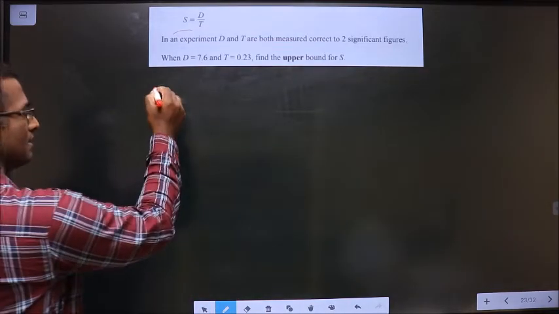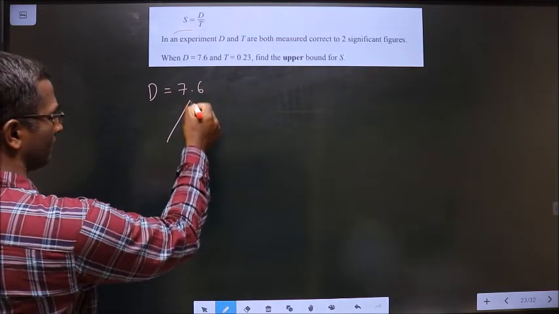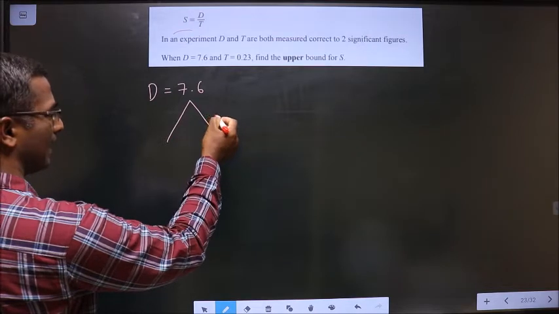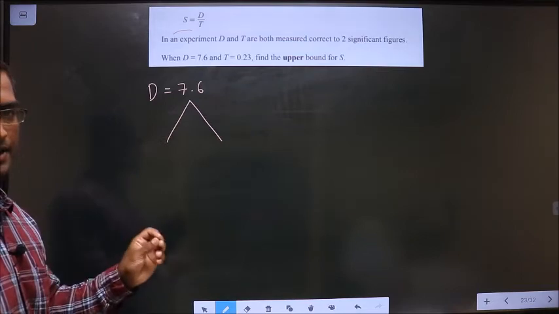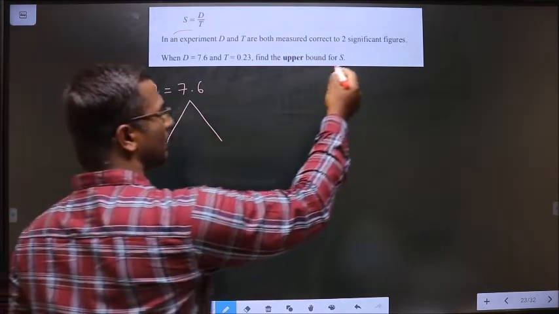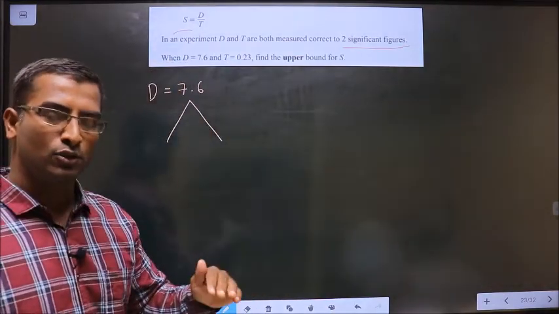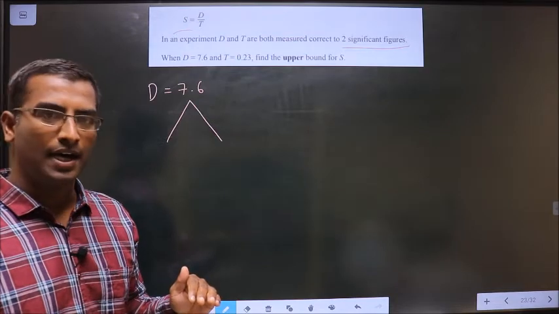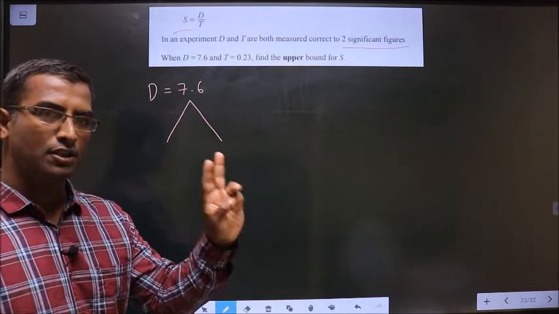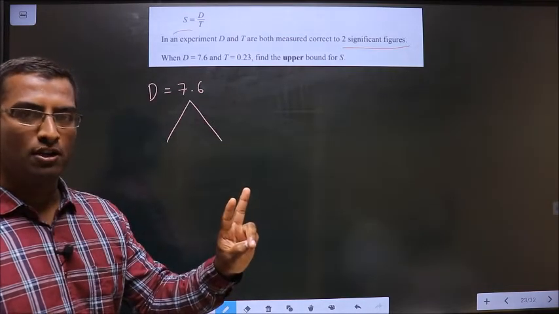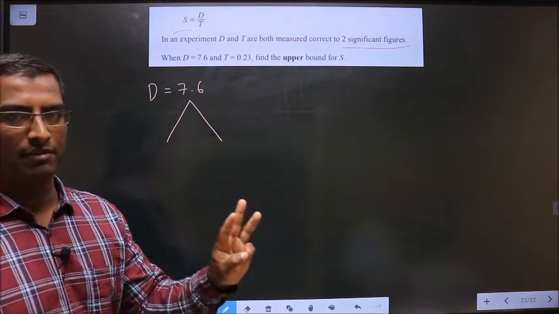So, starting with d, that is 7.6. What should I subtract and add to get lower and upper bound? How do I decide it? We decide it in this way. Both are correct to two significant figures. They are rounded to two significant figures. That means earlier there were three significant figures, which got rounded to 2. So now what you should do is, make these two significant figures back to three significant figures.